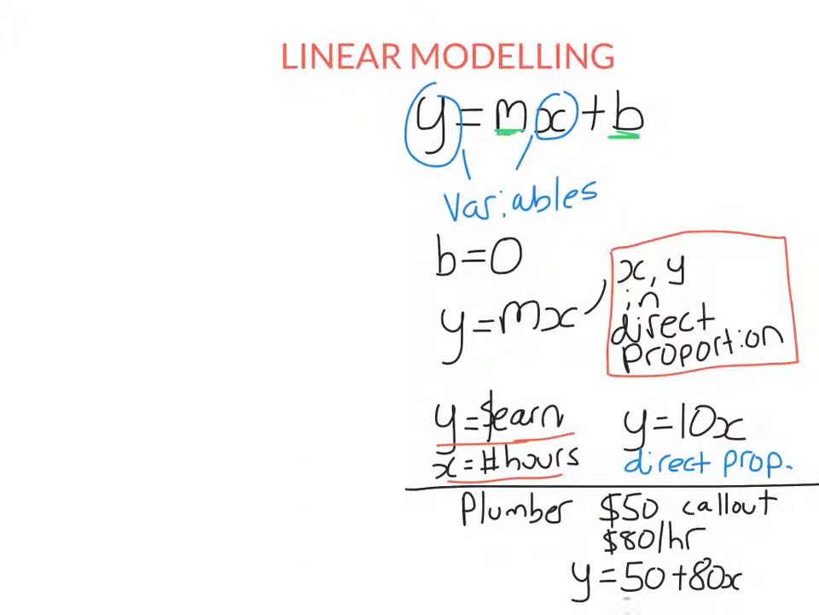Because there's a constant term here, these are not directly proportional. So in this case, y, which is the amount of money earned, is not directly proportional to the number of hours. So I'll just write not DP, not directly proportional. Okay, so we're not just interested in direct proportion, we're going to look at some other examples. So please pause and copy this down if you need.